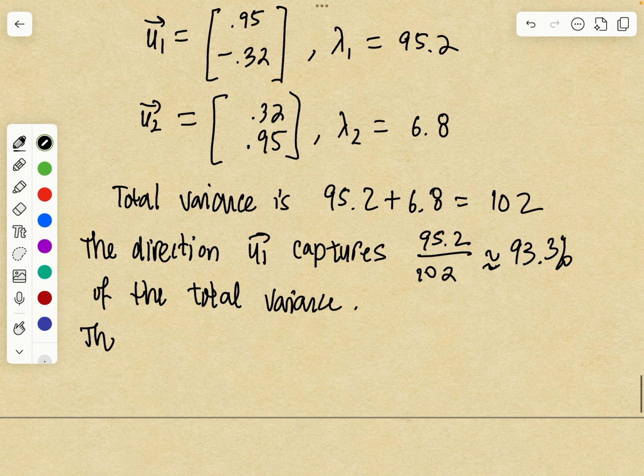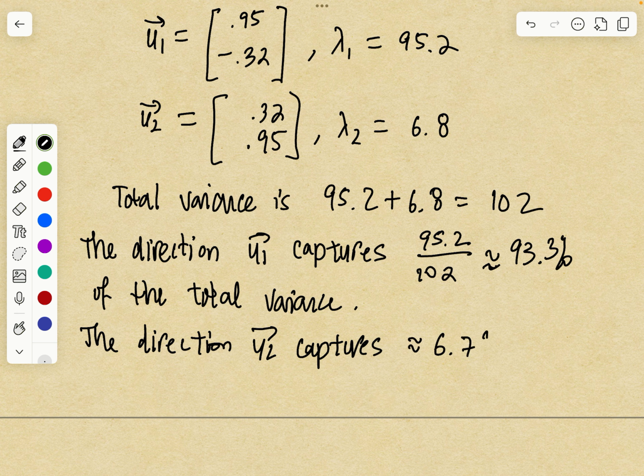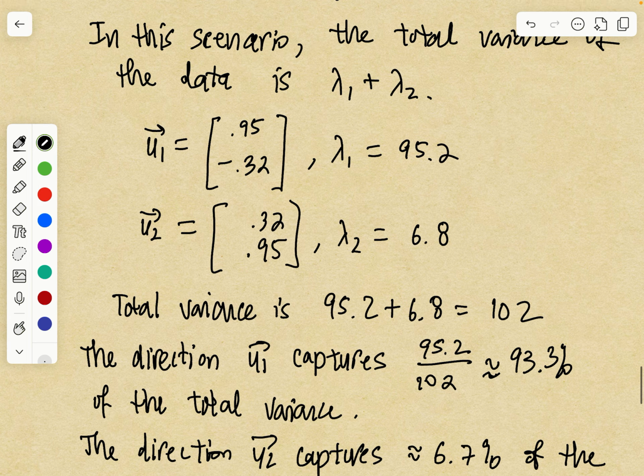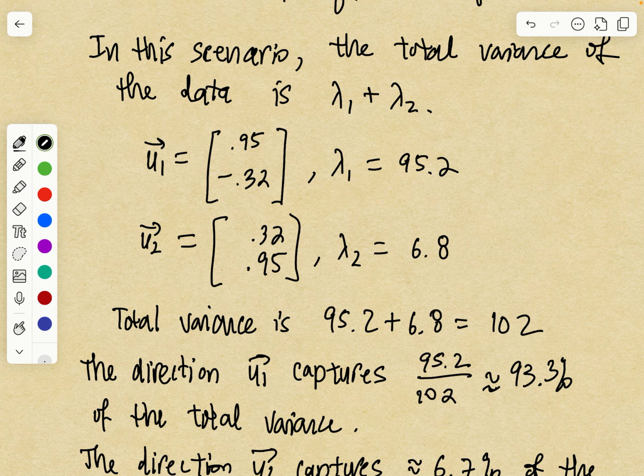And then the direction u2 captures the remaining part, so about 6.7% of the total variance. Okay, capturing the total variance is a kind of vague statement. It just means that if you take the variance in the u1 direction and then divide by the total variance, that's the percentage you get.